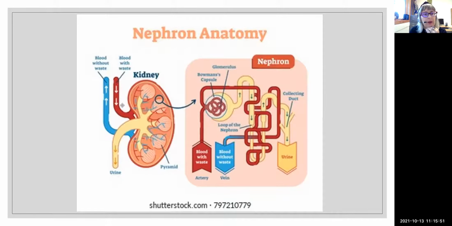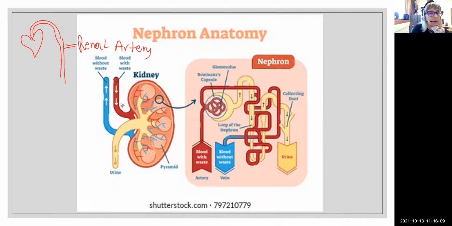And we're going to say that the blood, I'm going to draw the heart here. The blood is leaving the aorta, the aortic arch and the aorta. And then we have the renal artery, which splits into segmental. And then from there, it goes to the actual interlobar artery, which is located in those lobes between the pyramids.